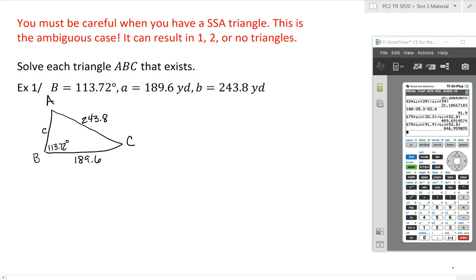Since we're solving for an angle, let's put the formula as the sine of big A on the top and the 189.6 on the bottom. It just saves you a step. If you want to see how it saves you a step, write it the way that we did the last couple of problems and see how it's saving you a step. This is sine of 113.72 degrees, and we're dividing by 243.8. So now all I need to do is multiply by 189.6 in order to get my sine of A by itself.